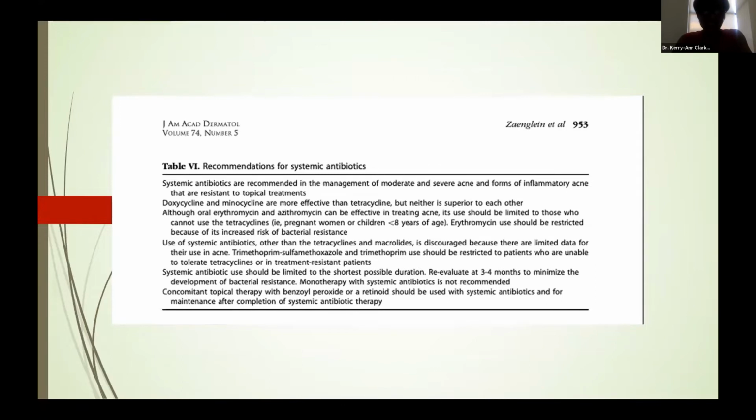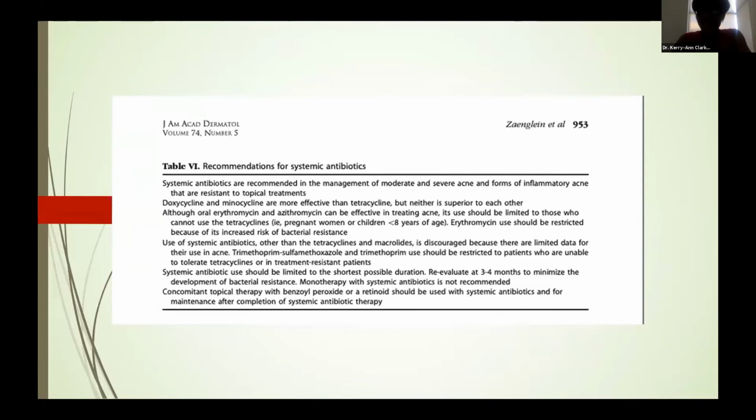Systemic antibiotics, the recommendation is that you're using them for moderate and severe acne. You're not using them in monotherapy because you want to prevent bacterial resistance. The other thing that you're going to do to prevent bacterial resistance is use it in conjunction with other topical therapies, such as benzoyl peroxide or a retinoid.